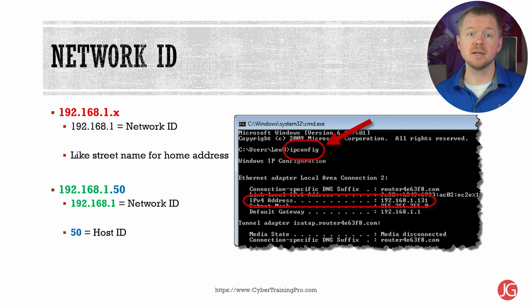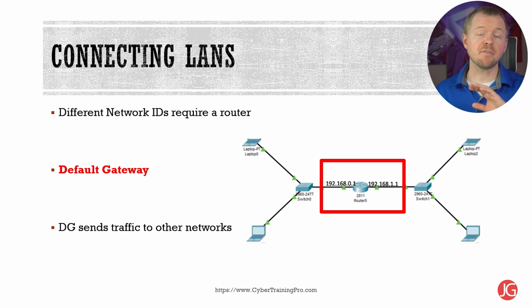For example, your IP address might be 192.168.1.50. This means your network ID is 192.168.1 and your host ID is 50. The host ID in this situation is anything starting at 1 all the way up to 254. Networks with different network IDs have to have a router to connect them. It's just that simple. That's because switches can only transfer data to systems on that same network.